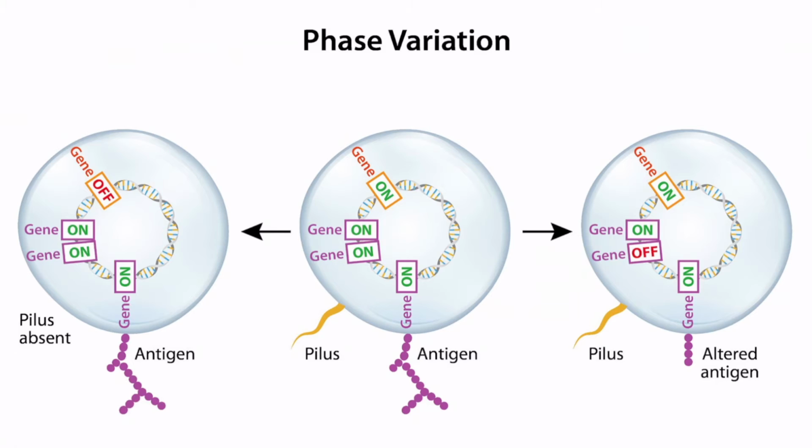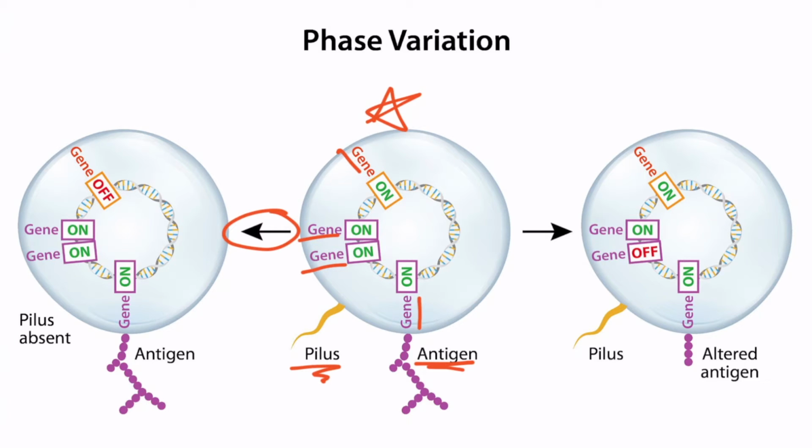This image depicts phase variation. First, focus on this bacterium in the middle, and we can see 4 genes. 1, 2, 3, 4. In this example, the orange gene is responsible for the pili, and you can see a pilus right here. The purple genes are responsible for some of the antigens on its surface, and you can see the antigen right here.